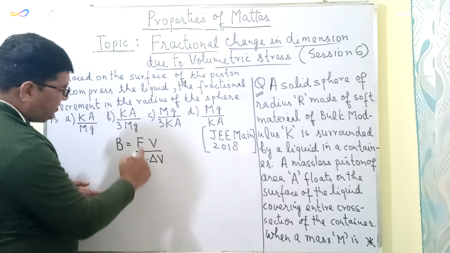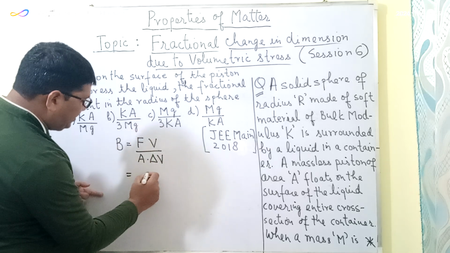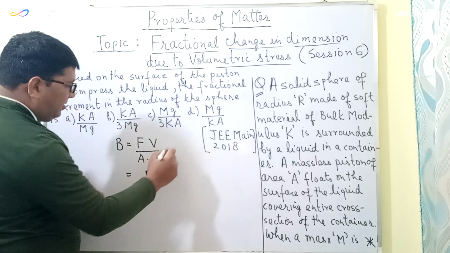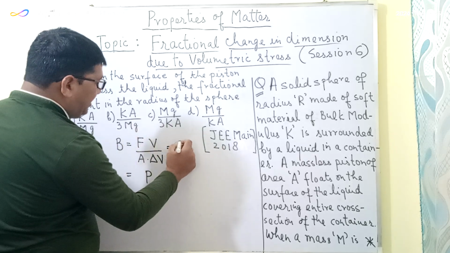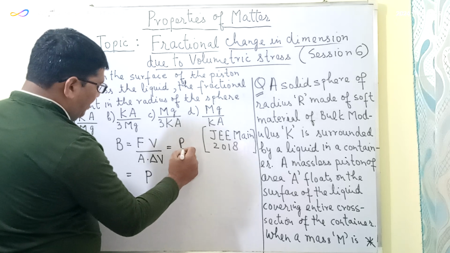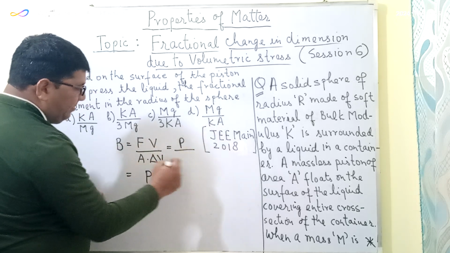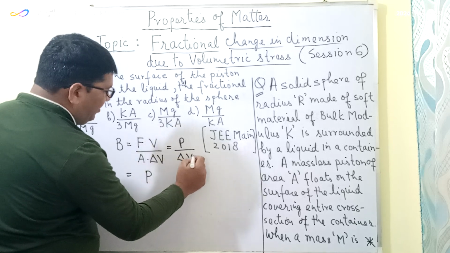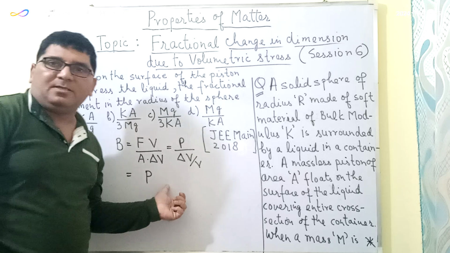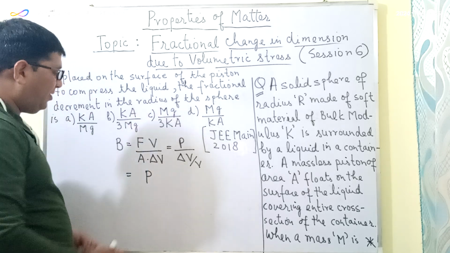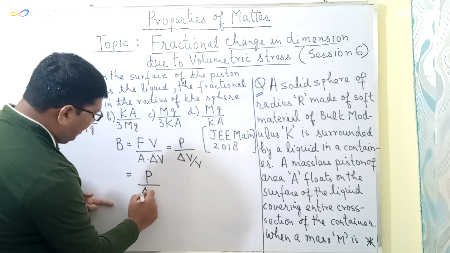The volumetric stress in this case will be equal to F by A, and this is denoted by P. That is, F upon A can be written as P, and delta V upon V is the volumetric strain. So here P is the volumetric stress and delta V upon V is the volumetric strain.